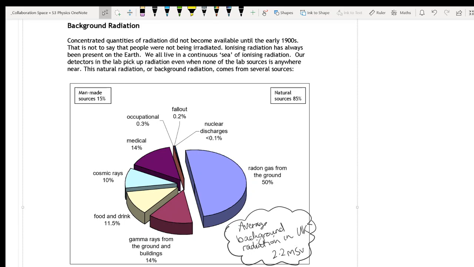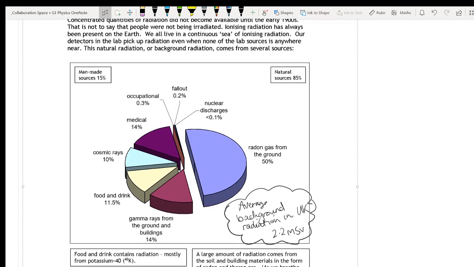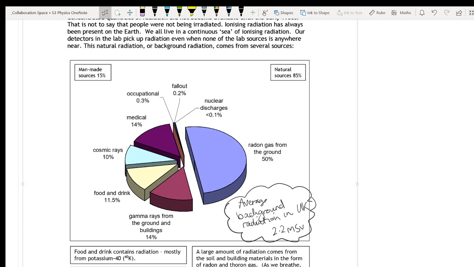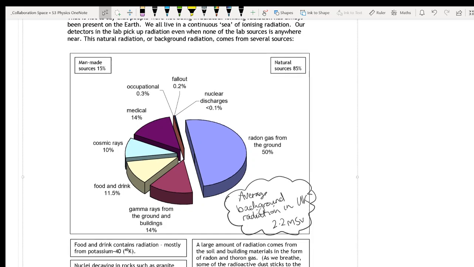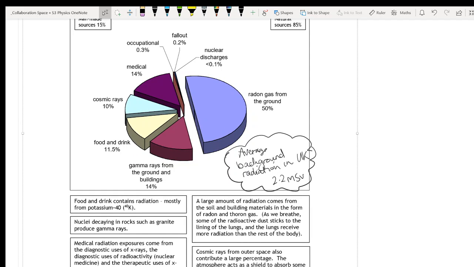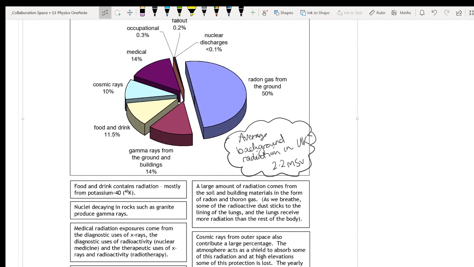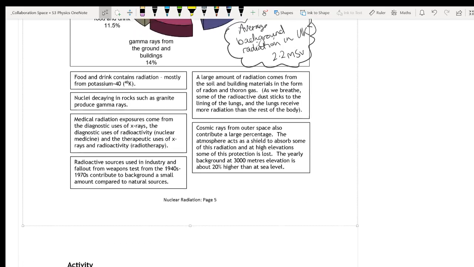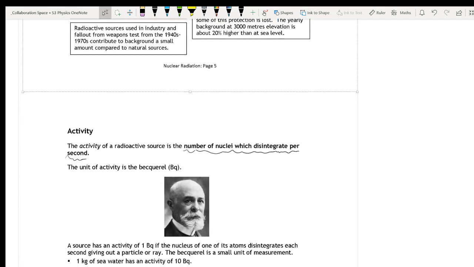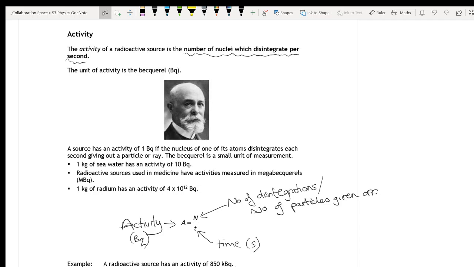Aberdeen is a little bit more radioactive than Glasgow because there's more granite in it, which is a bit more radioactive. The average background radiation in the UK is 2.2 millisievert, and that's something that you need to know. I'll let you have a read through the facts there, but there are quite some interesting facts about how much radiation comes from where. And how we measure radiation is we measure the activity of a source, of something that's radioactive.